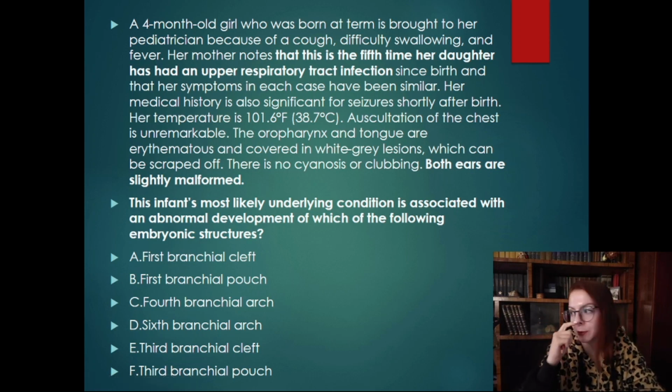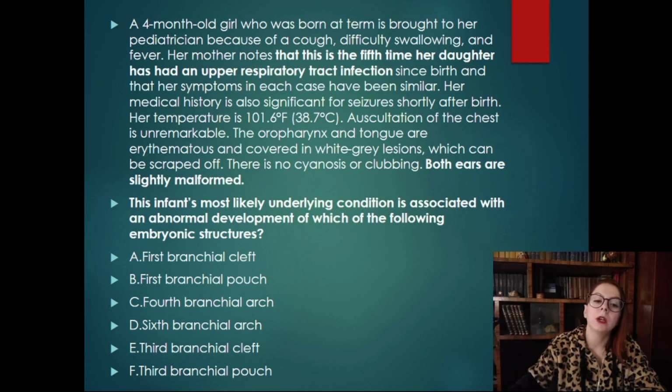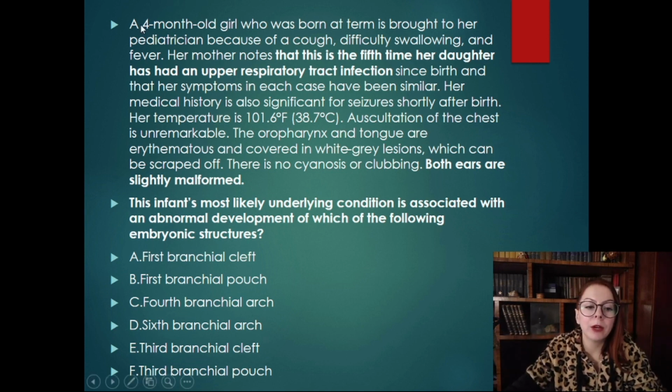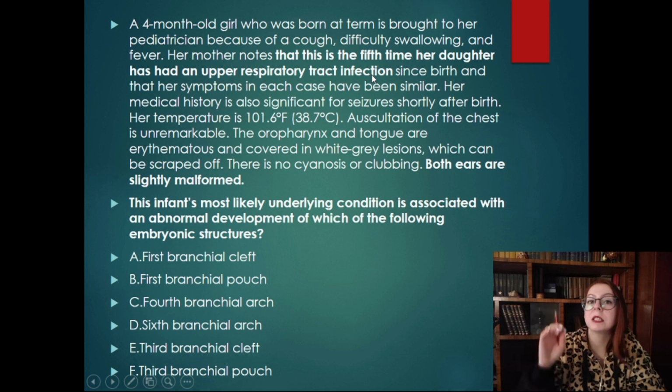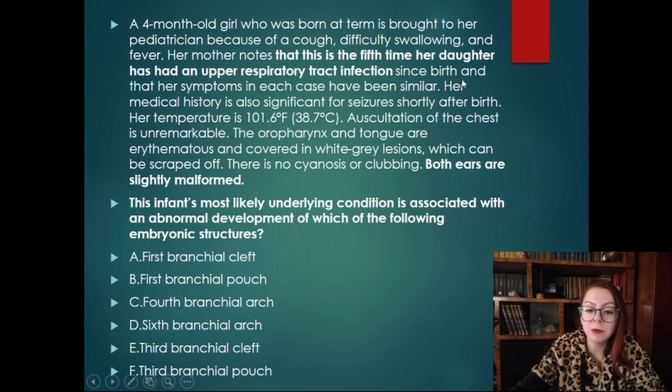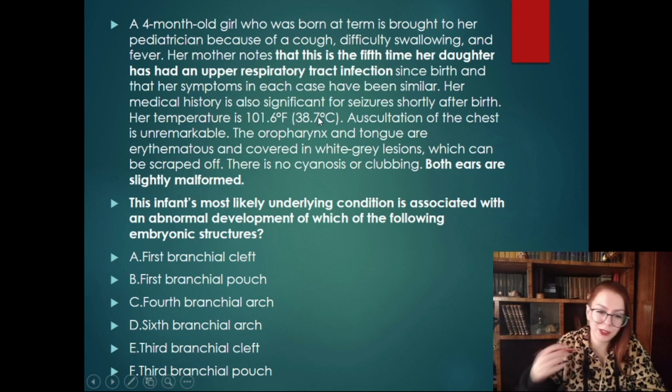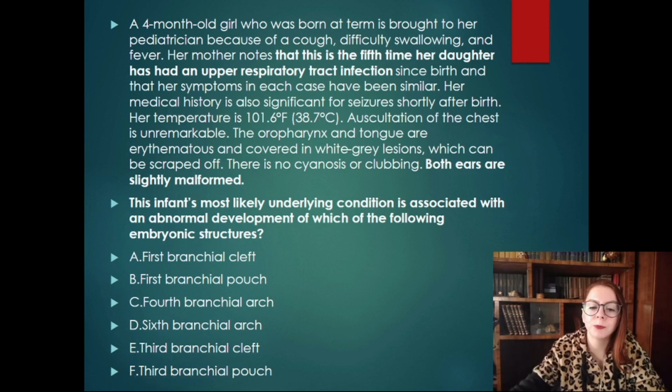At the end of the lecture I want to ask you to answer a question from the USMLE database. It is difficult, but let's try. First of all, here we have a 4-month-old girl, and she frequently suffers from respiratory infections. This is the 5th time her daughter has had an upper respiratory tract infection. So this is a sign of immunodeficiency. At the same time, notice that her medical history is also significant for seizures shortly after birth. Also, she has an elevated temperature, so again, it seems that she has an infection. And both ears are slightly malformed.